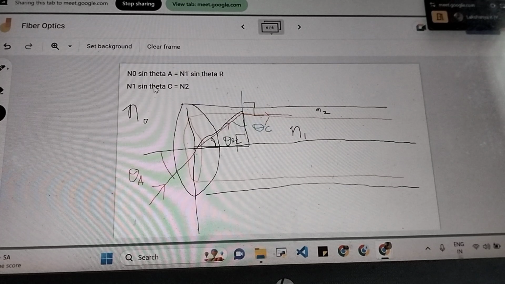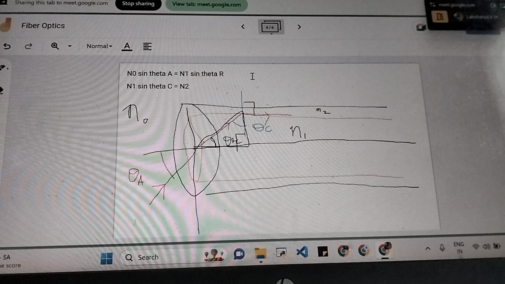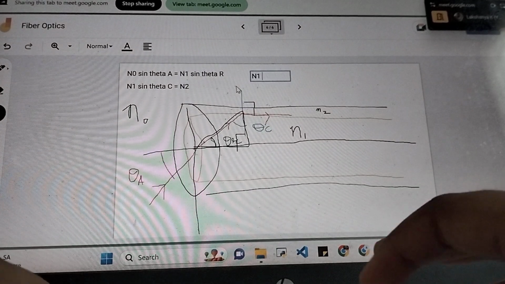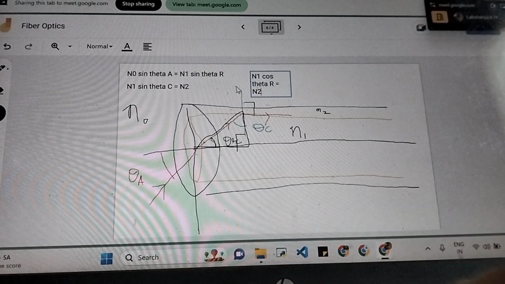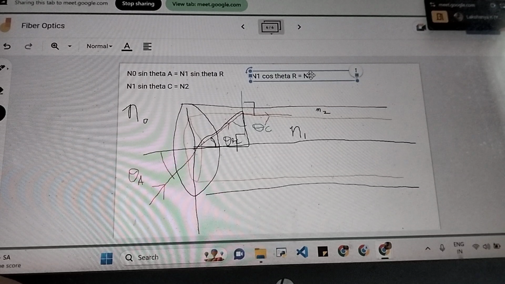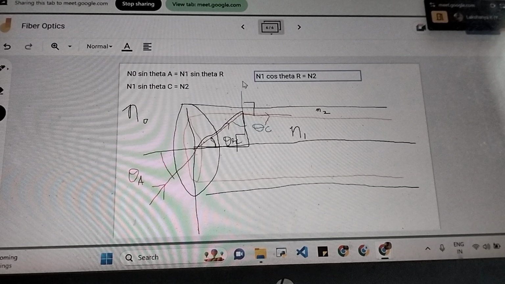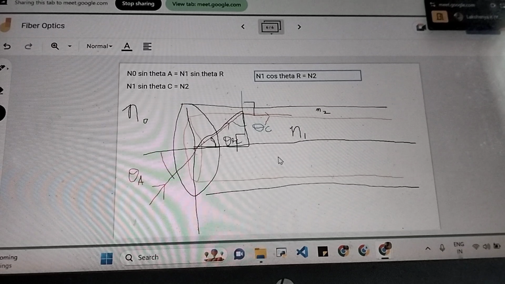So we have N1 sin theta C is equal to N2. So we try to write that in terms of theta R instead. So N1 cos theta R equals N2. We have just replaced sin theta C by cos theta R, and that is valid because theta C and theta R add up to 90 degrees. So clear so far? Okay.